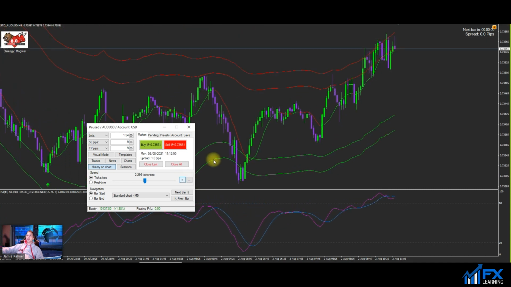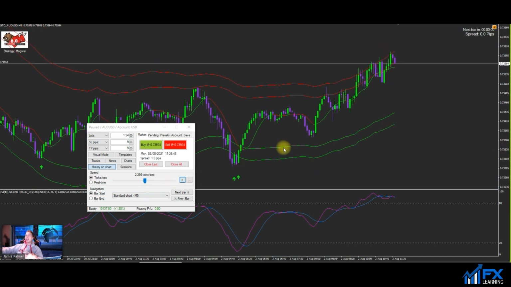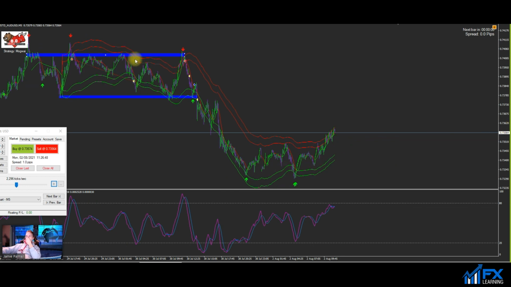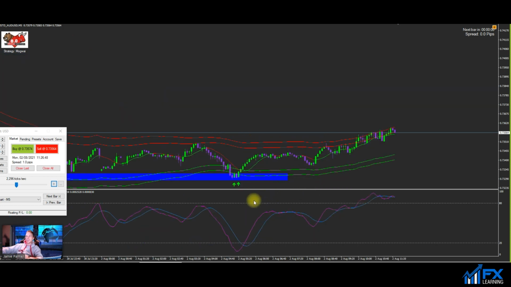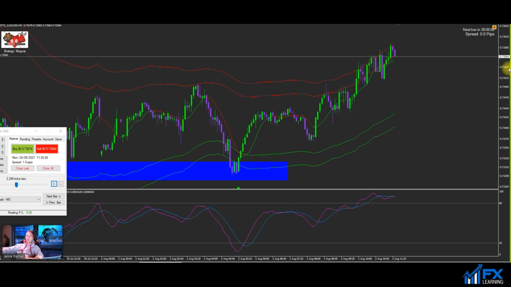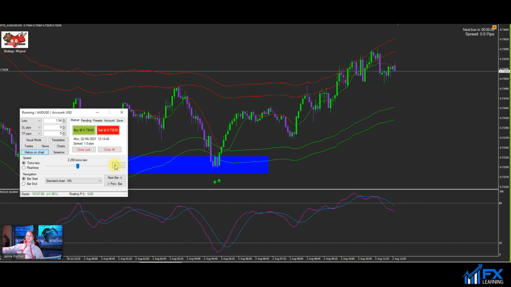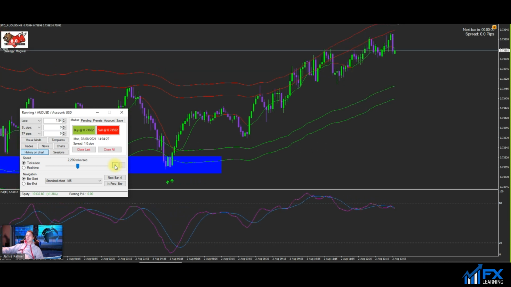I thought we had an arrow there, but we didn't. Oh, in fact, we had an arrow there. Oh, I missed that. Look at that setup there. Look at that double bottom. That is a nice little buy there. Look at that MACD. Oh well, it is what it is. You can't take every trade, can you? Right, let's see if I can get you some more setups.